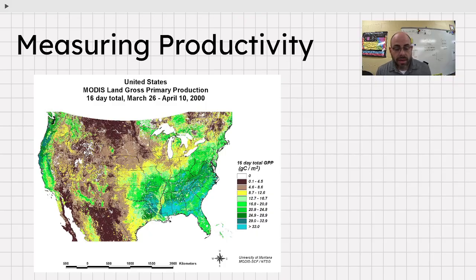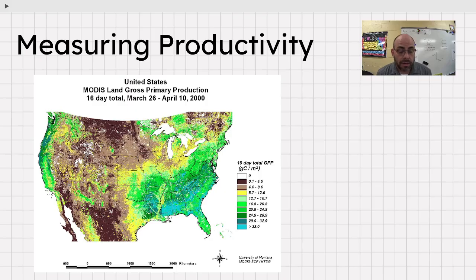Measuring productivity, how is it measured? Well, it's usually measured in kilocalories per square meter per year, which is an interesting thing to think about, right? You see it in maps usually. Places that have high productivity are like tropical rainforest, wetlands, estuaries.